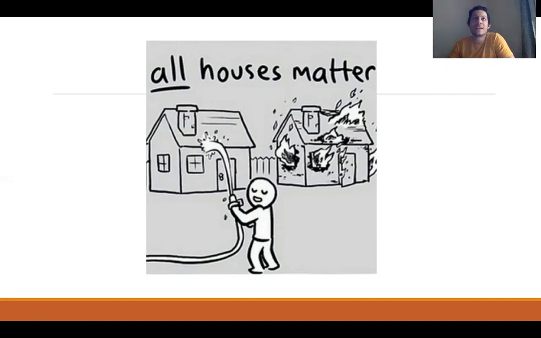To counter Black Lives Matter with All Lives Matter is to miss the fact that African Americans are disproportionately the victim of various societal ills, discrimination, police violence, and other things. And so to counter Black Lives Matter with All Lives Matter is to ignore the root of the issue, which is the role of race in society.